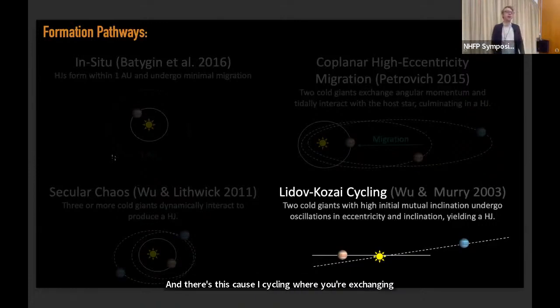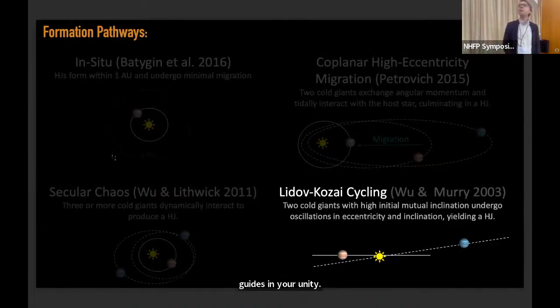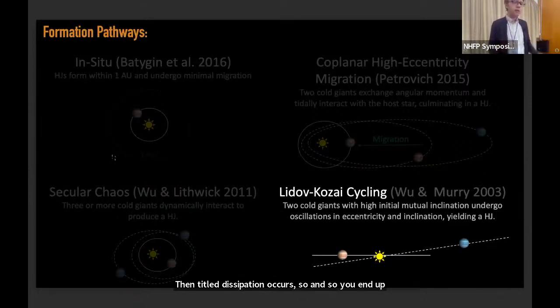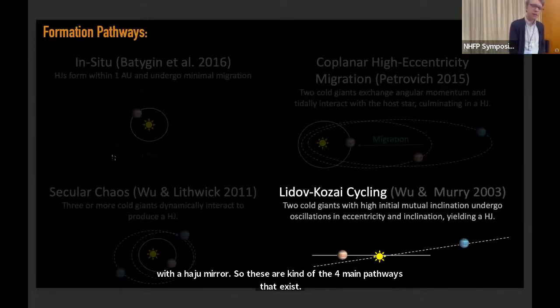And this weird exchange occurs where you drive up the eccentricity of the inner guy to near unity. Then tidal dissipation occurs, so you end up with a hot Jupiter. So these are kind of the 4 main pathways that exist. There's obviously more, but these are the 4 we're going to focus on today.